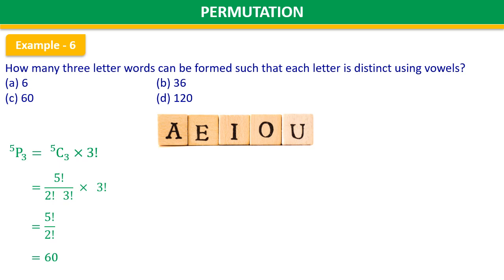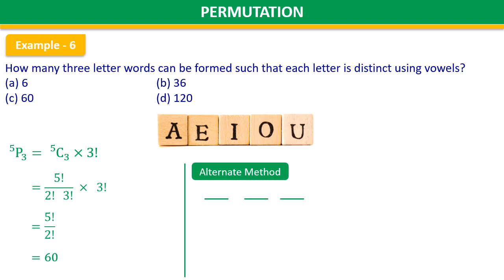Well, the same question can also be solved by a shortcut method. When I want to select the first letter, how many options am I available with? I am available with 5 options. Out of 5 vowels, I can select any one vowel at the first place. So for the second letter, how many options are left with me?